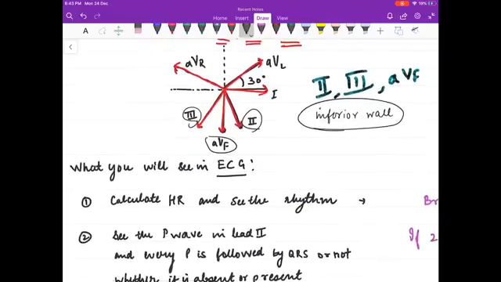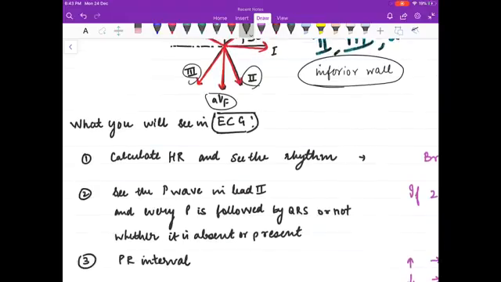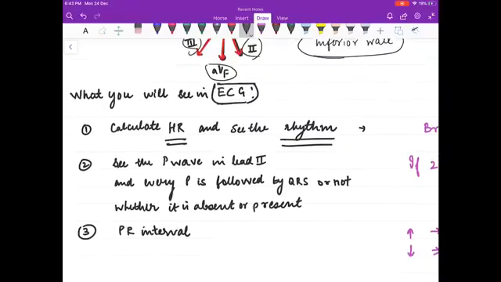So friends, in order to get our questions correct in ECG, this is how we will proceed. First, you have to calculate the heart rate, and then you see the rhythm, whether it is regular or irregular. Then you see the P wave in lead 2, and you see whether every P wave is followed by a QRS or not. And sometimes there is absence of P wave also. You see whether the P wave is present or not, and you also see the height and width of the P wave.